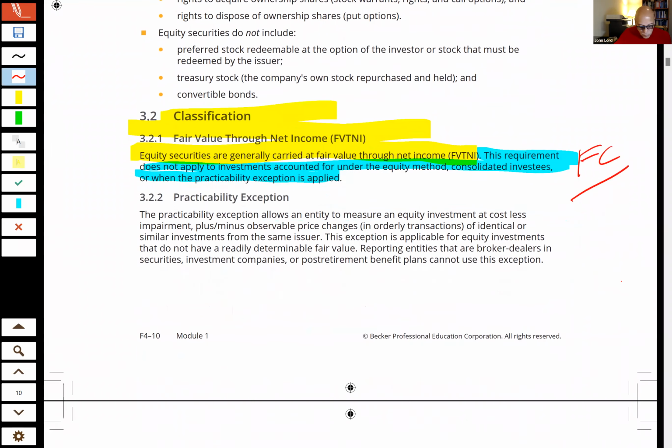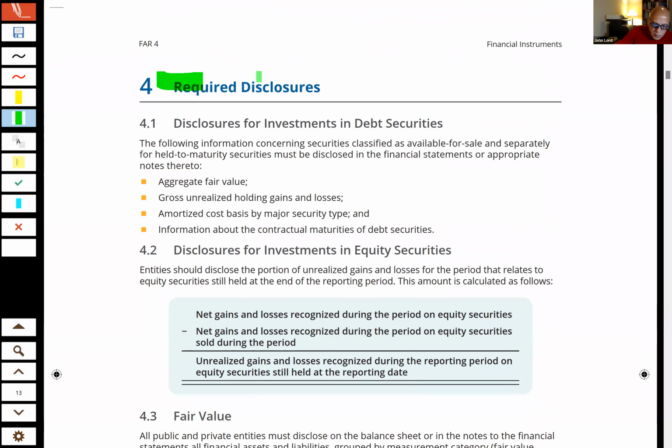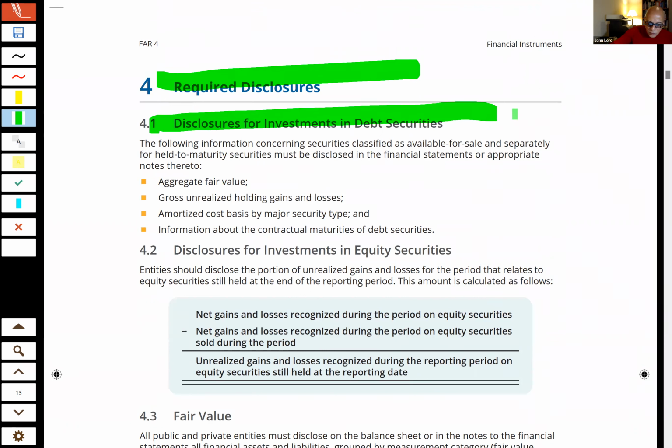Now you come over and take a look at required disclosures. Let's jump down to that. For the securities you've classified, you have some that are available for sale and held to maturity. You must disclose their aggregate fair value, gross unrealized gains and losses, amortized cost by major security type, and information about the contractual maturities of the debt securities. So flashcard that.